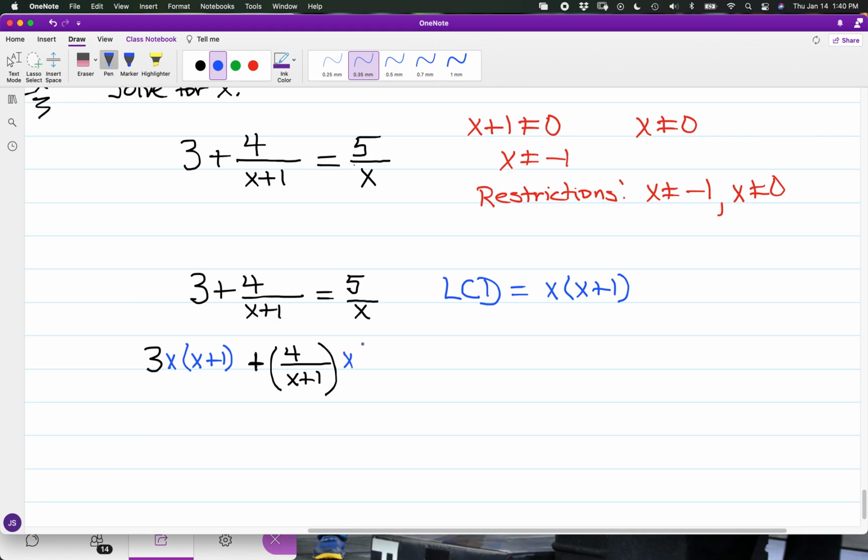Again, multiplying by the least common denominator. Okay, if you notice, now we're not writing all the fractions in terms of the least common denominator. We're going to clear out the denominators because we're dealing with an equation as opposed to combining fractions or terms together.